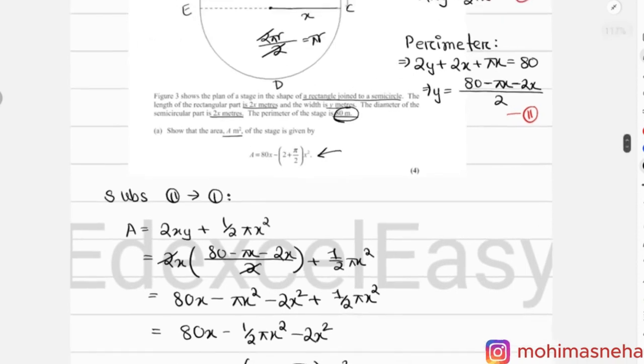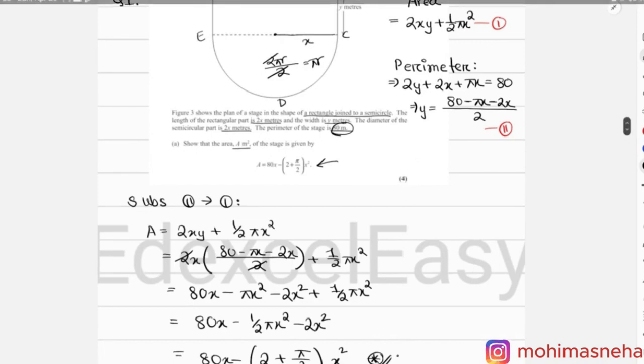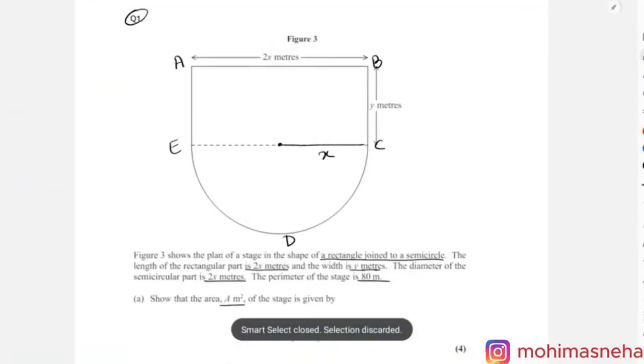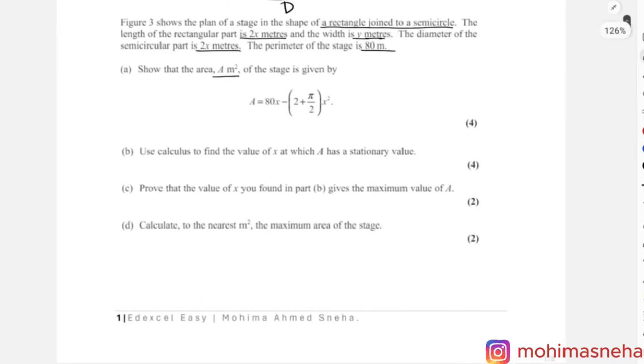Now we're going to move on to the second part. Like all these things, area, perimeter, then the substitution working, all these things will get you the 4 marks. We're going to move on to the next question. Use calculus to find the value of x at which A has a stationary value.